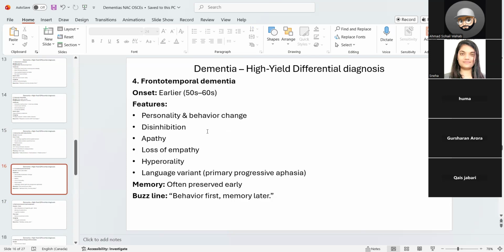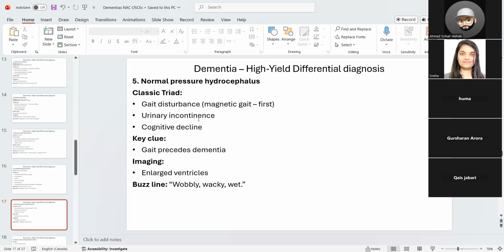This is what usually is the concern. In frontotemporal dementia, the patient has dementia plus disinhibition, apathy, loss of empathy, hyperorality or speaking a lot, or they may have aphasia. Memory is usually good initially, it gets worse later on. Now, for exam, remember frontotemporal dementia, behavior or personality changes happen first, memory gets impacted over time.